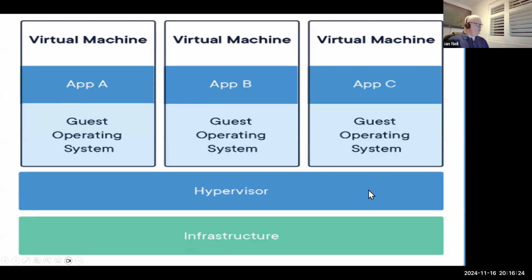Now, the virtual machines themselves: if I need 4 gig of RAM for a physical machine, I need 4 gig of RAM for a virtual machine. So they need the same amount of resources as physical machines do as well.